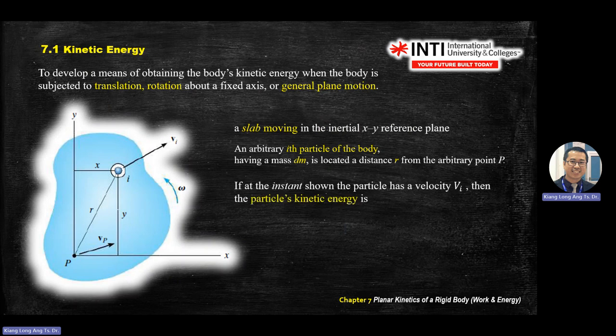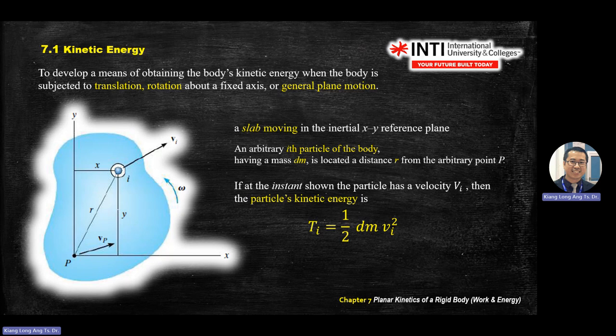Now, if you see this diagram, you should already be familiar. You'll have a y-axis, x-axis, and then there's a point P. Point P is pointing to I, at a distance R. And then this object rotates in circular motion, omega, anti-clockwise. The velocity at this point is V, and the velocity of this P is VP, and so on.